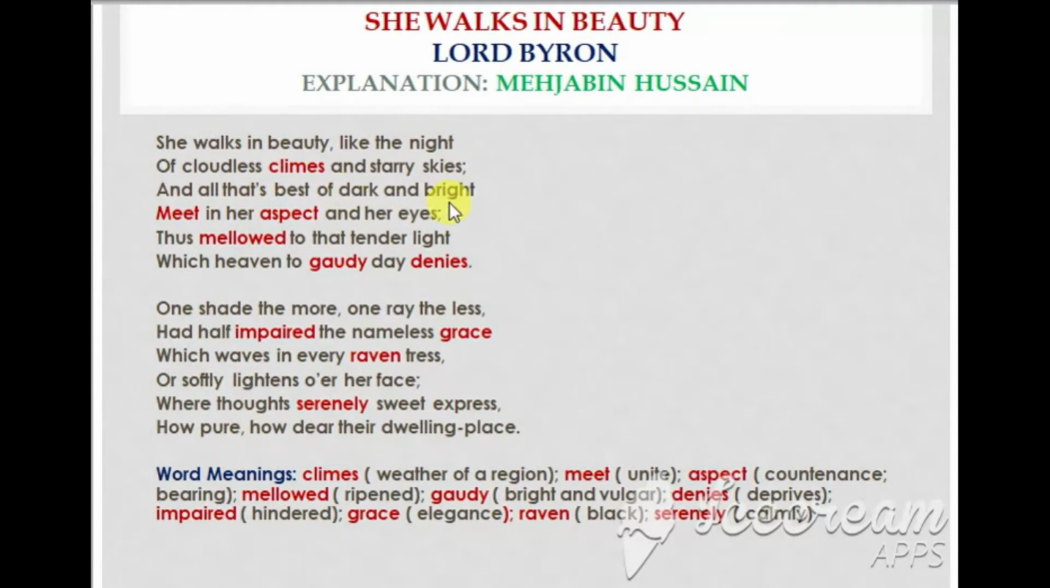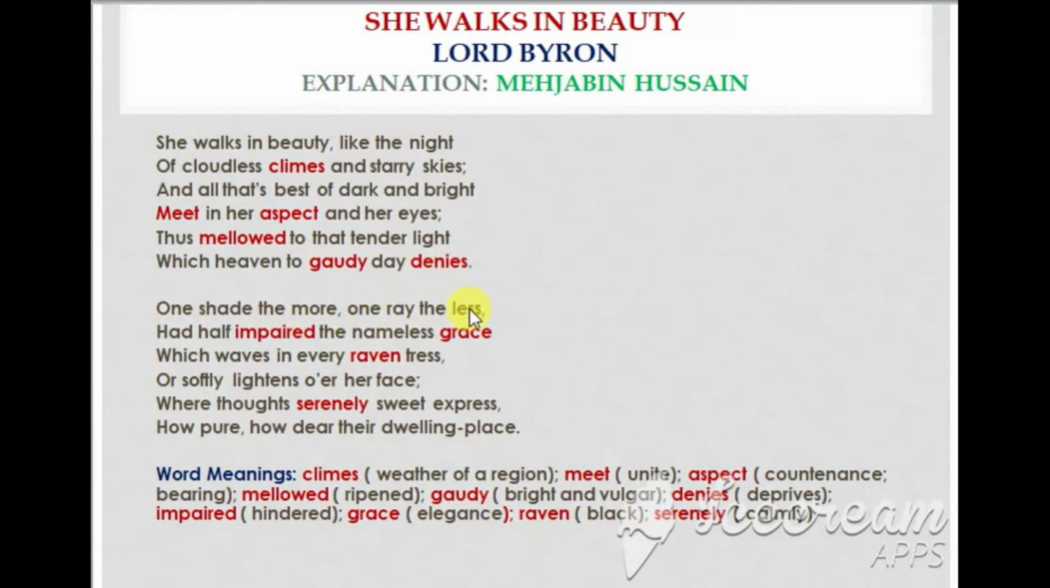And all that's best of dark and bright meet in her aspect and her eyes. Everything that is the best of darkness, the best features of darkness and brightness, they unite in her aspect, in her features and also in her eyes, thus mellow to that tender light which heaven to gaudy day denies. And as a result, there is a ripening in her features, and this ripening light is denied to the gaudy day. In the daytime, this kind of tender light cannot be seen. It can be seen only in the night time.